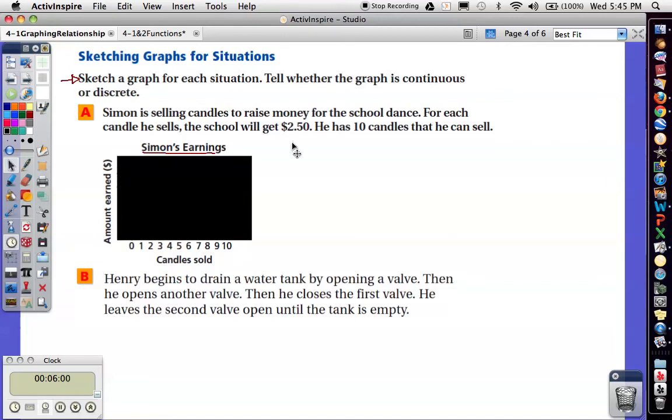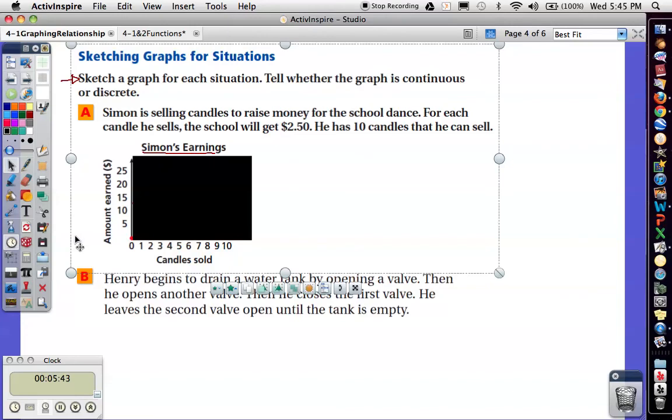Well, think about it. If he sold 0 candles, the school would get $0. How many candles does he have to sell? He has 10 candles to sell. How much money would his school make if he sold all of them? Hopefully you're telling me 25. So there's the start of your axes. I have my graph under there. I want you to pause the video, set up your graph, and then tell me whether it's continuous or discrete.